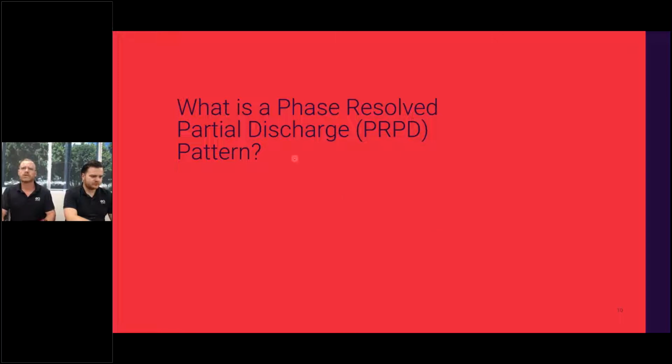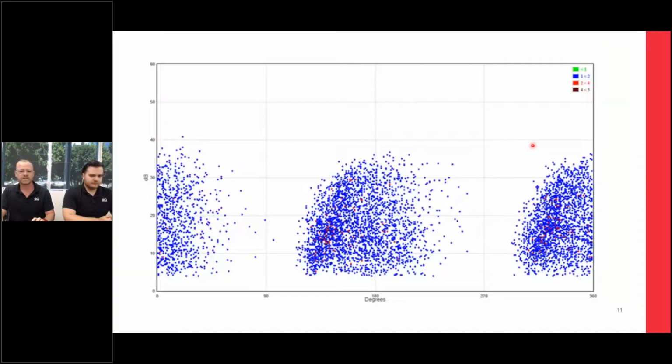So let's get into it. So what is a phase resolved partial discharge pattern? So in short, that is a phase resolved partial discharge pattern. You may have seen many of these in lots of documentation in terms of research into what they mean, how they're created, and what different defects create the different patterns.